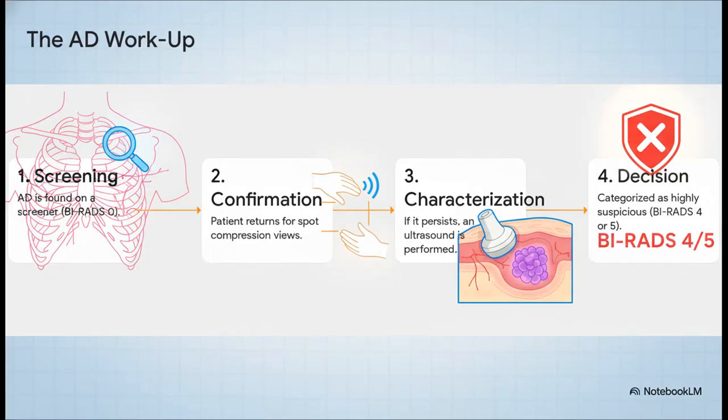It all starts on a routine screening mammogram. The radiologist sees something and they flag it as a BI-RADS 0. Now that doesn't mean it's bad, it just means hang on, we need to get a better look. So the patient comes back in for some special zoomed-in pictures called spot compression views. If that distortion is still there, the next step is an ultrasound to see it in a different way. And by this point, yeah, the finding is almost always getting categorized as highly suspicious.